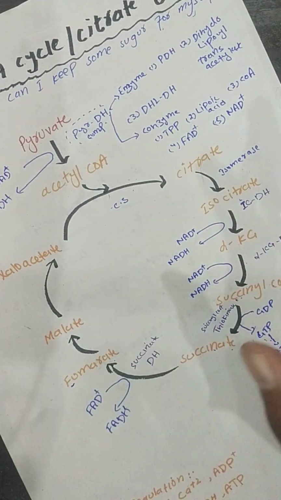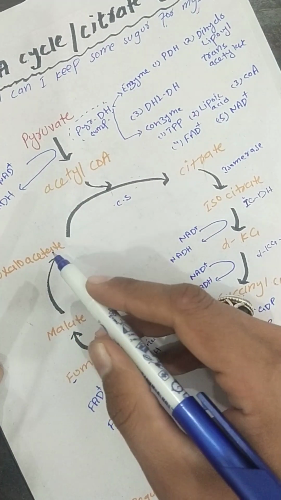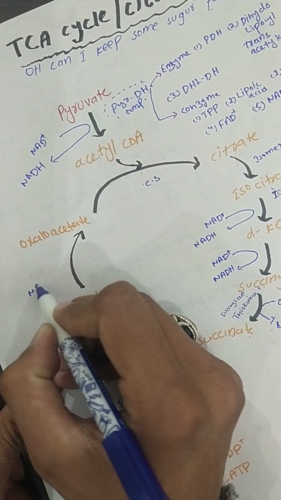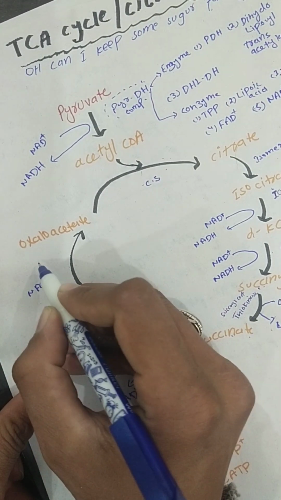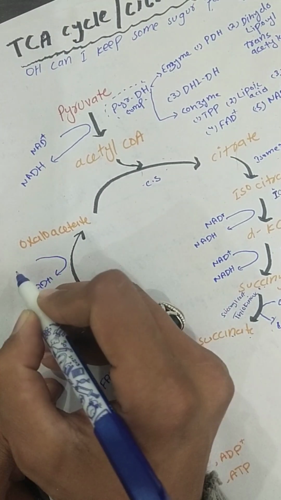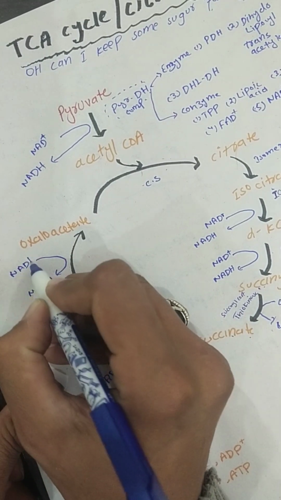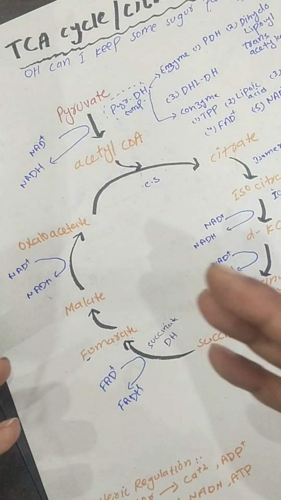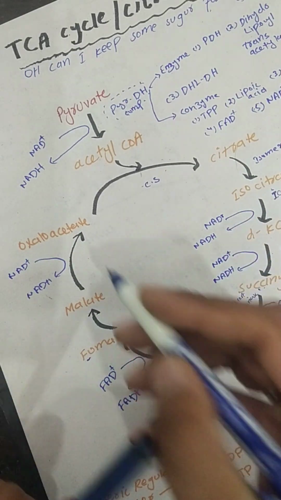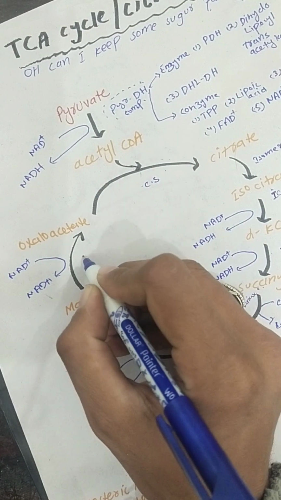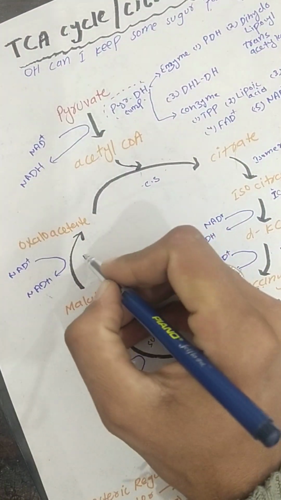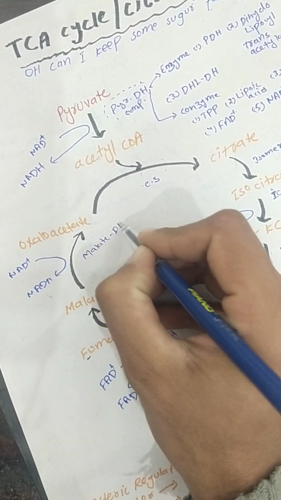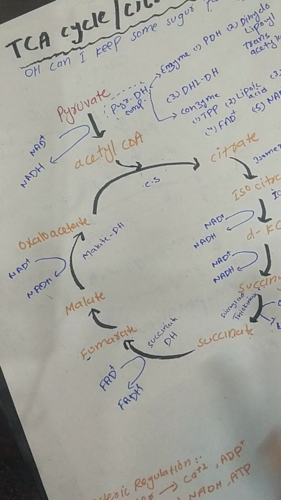Then the last reactions: fumarate is simply converted to malate. The enzyme is fumarase, and you don't need to remember it. Then when malate is converted into oxaloacetate, there is again production of NADH. So there is a lot of production of NADH. This is the reason why this TCA cycle is very important. When there is NADH production, the enzyme is dehydrogenase, so this enzyme is called malate dehydrogenase. Okay, this is very easy.